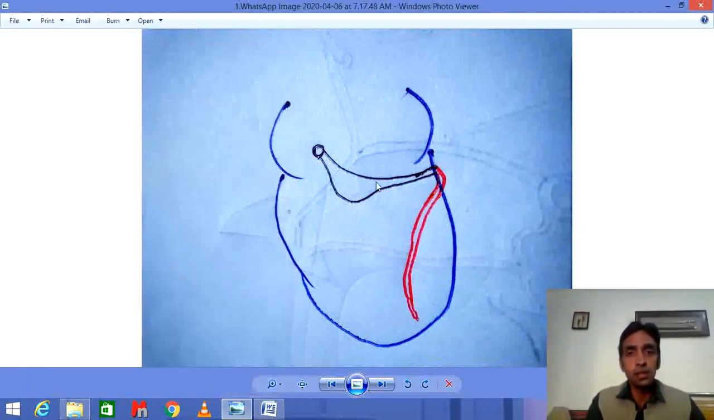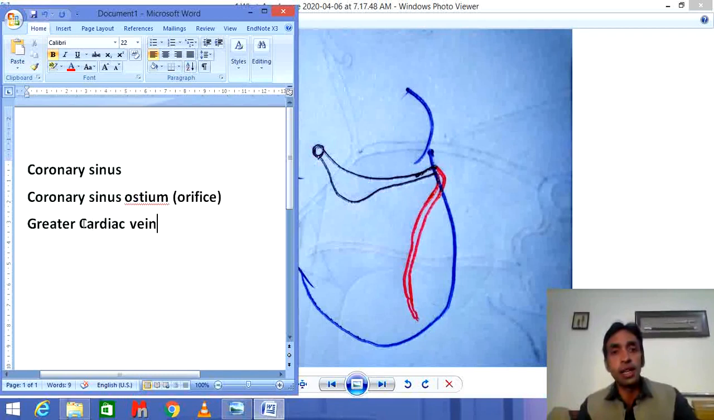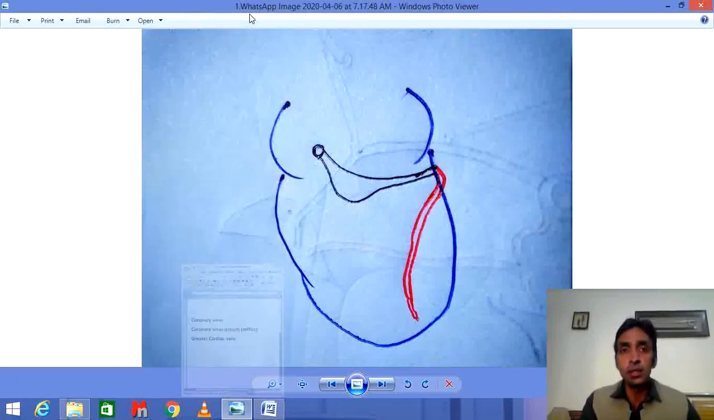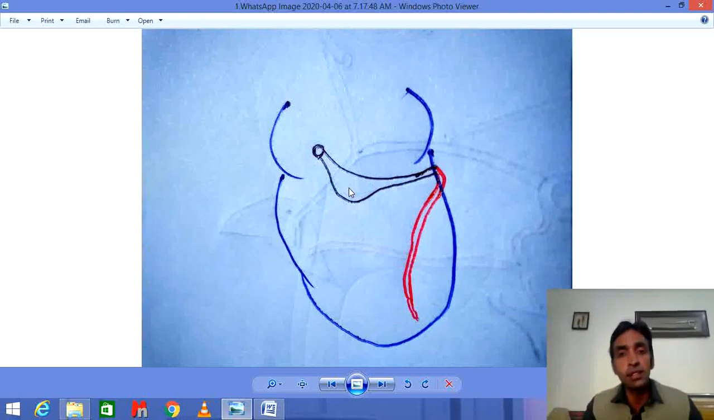Greater cardiac vein is the vein which is responsible for the drainage of blood from the anterior side of the left ventricle of the heart, and this blood goes eventually to the coronary sinus. From the coronary sinus, this blood will go to the right atrium of the heart. This will be deoxygenated blood.